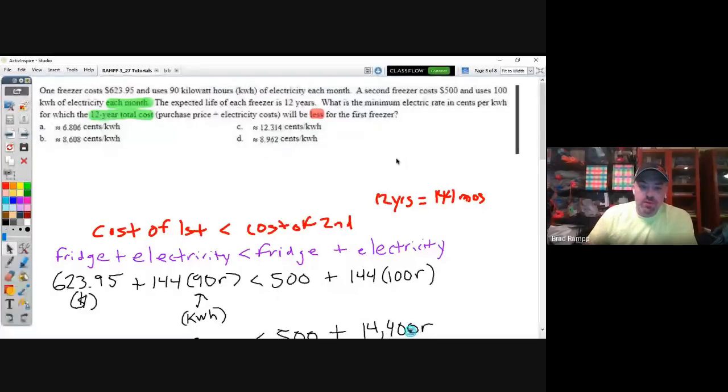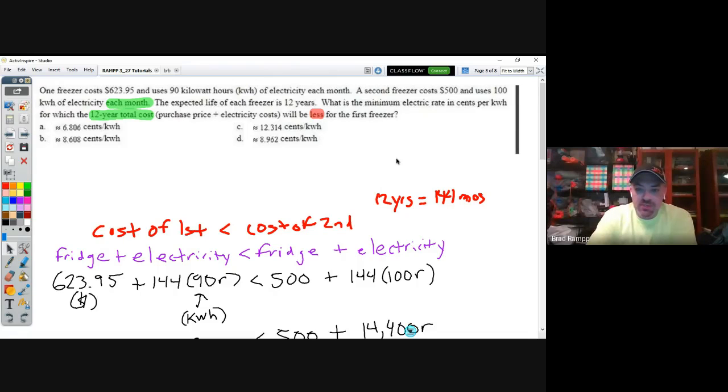All right, this is a problem I got from one of you asking me to explain how to work it. So it's a word problem. Lots of you have been asking me about those. So here we go. It says one freezer costs $623.95 and uses 90 kilowatt hours of electricity each month. A second freezer costs $500 and uses 100 kilowatts of electricity each month. The expected life of each freezer is 12 years.